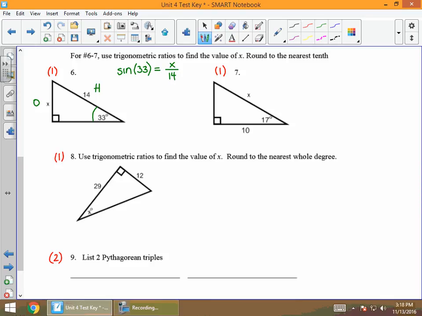And if I need to solve for x, I'd have to multiply both sides by 14. So 14 times the sine of 33 is equal to x. And if I put that into my calculator, make sure you're in degree mode. 14 times the sine of 33 is 7.62. It says round to the nearest tenth, so that second decimal point is a 2, so it will not change my 6. So 7.6 is your answer for x.